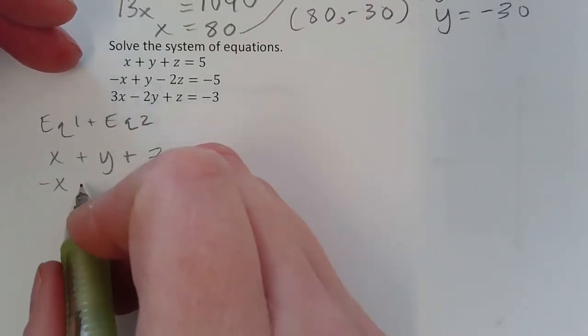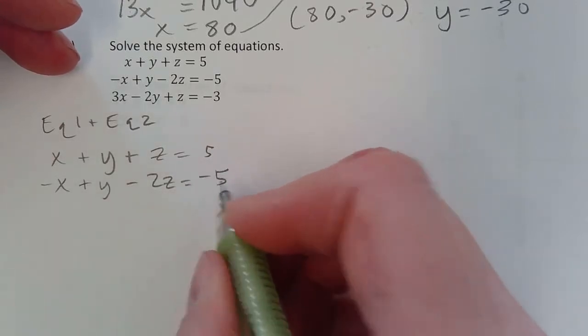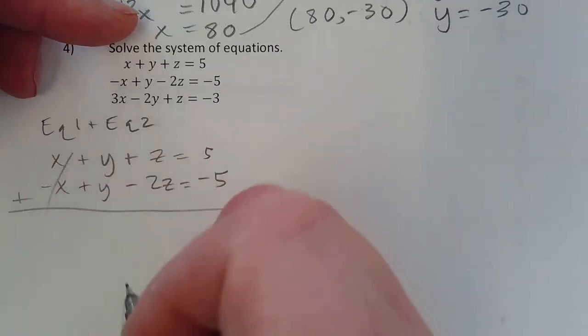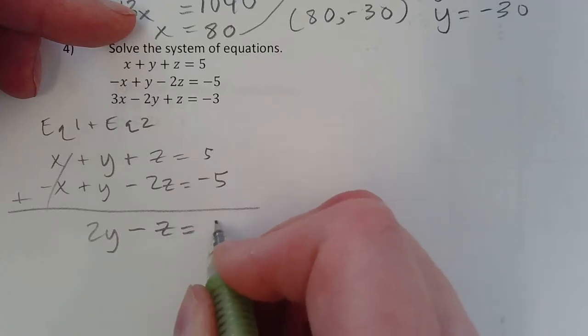So I am canceling out my x's, and I could pick any variable to cancel it. I don't have to cancel out x. I just need to be consistent. And so my x's are gone. I have 2y minus z equals 0.